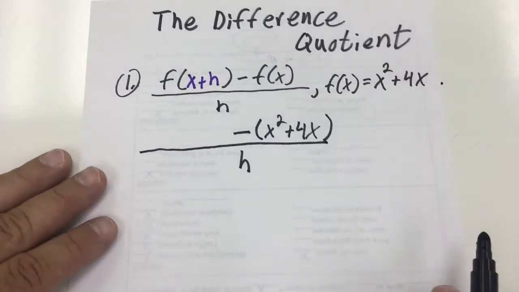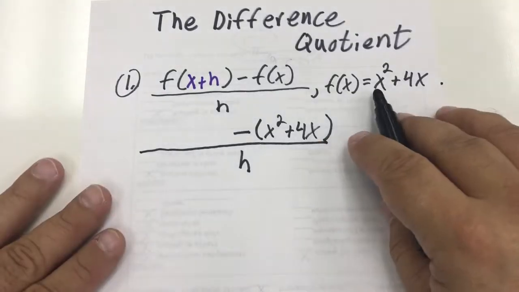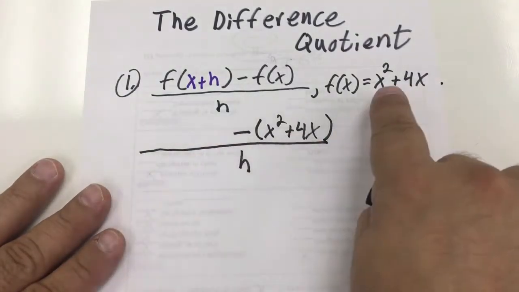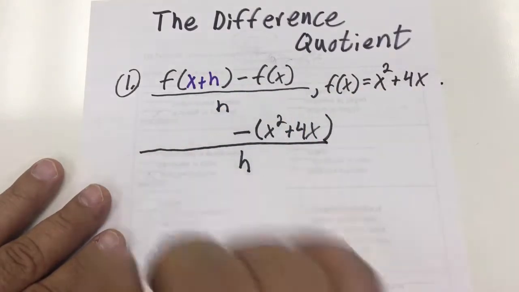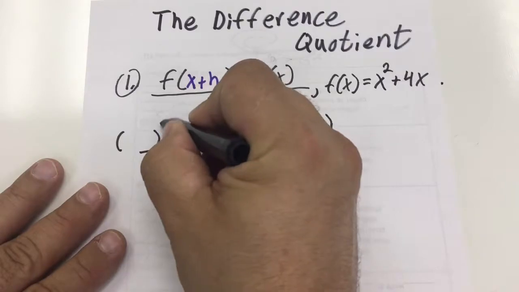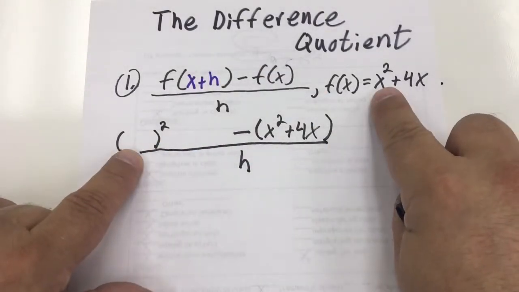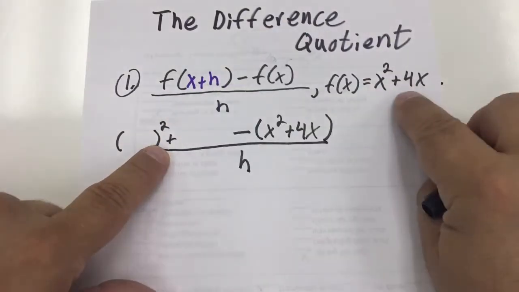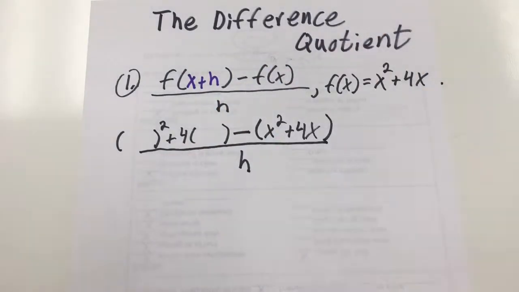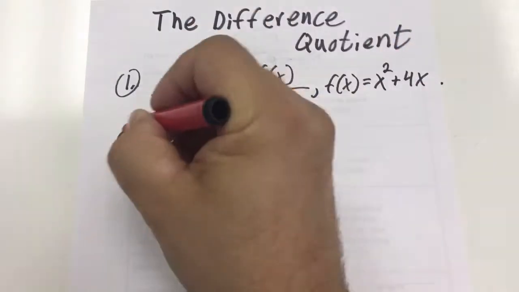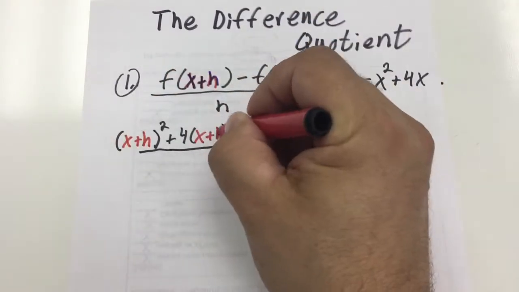And then this is where it gets a little confusing to some people. This function does not go up front. This function with x plus h in for x goes up front. So I set up this template, something squared, that means x squared, plus 4 times something. Now, the something is going to be this x plus h. So I pop in x plus h wherever there was an x up front.